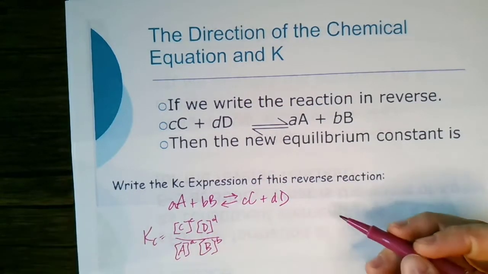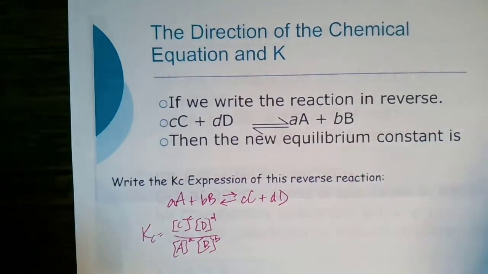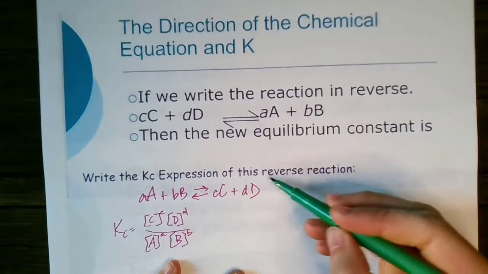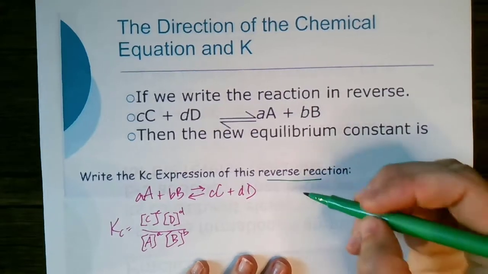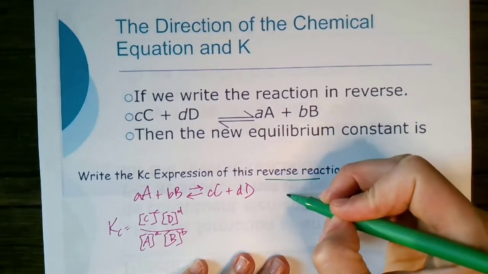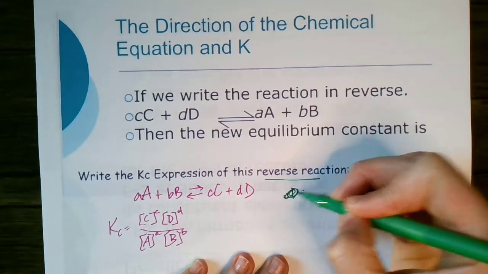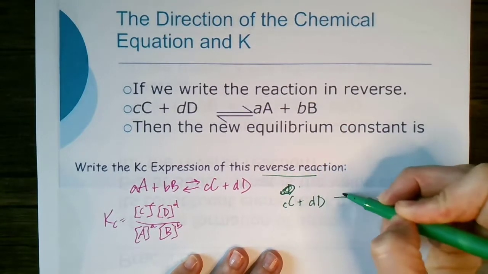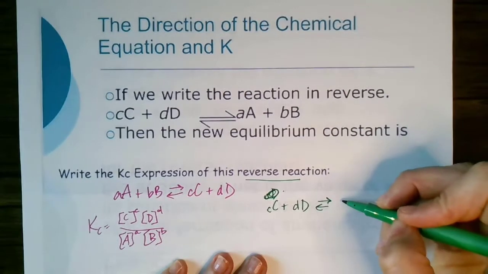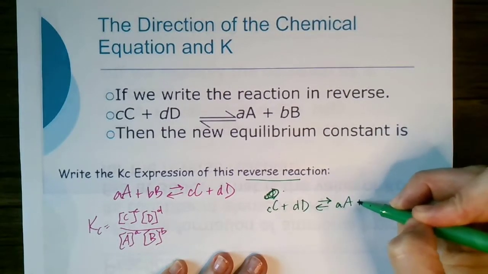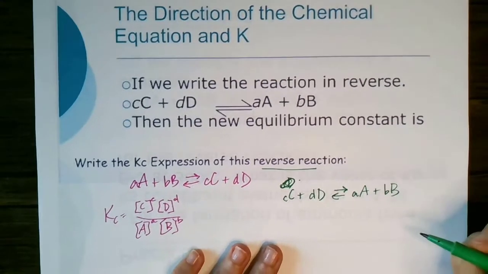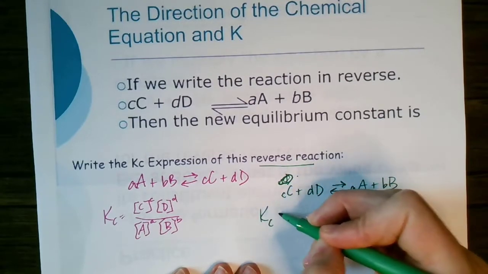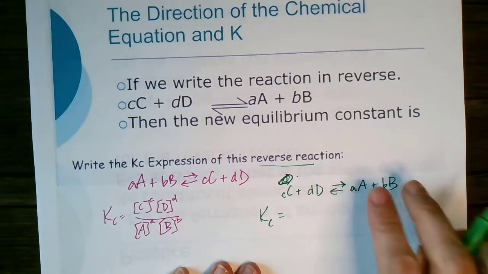Now, what if I wrote this in reverse? Let's say I reverse this reaction. So now for my reactants, I have C plus D reacting to form A plus B. Well, my Kc is just going to be opposite. My products are now my A and B.